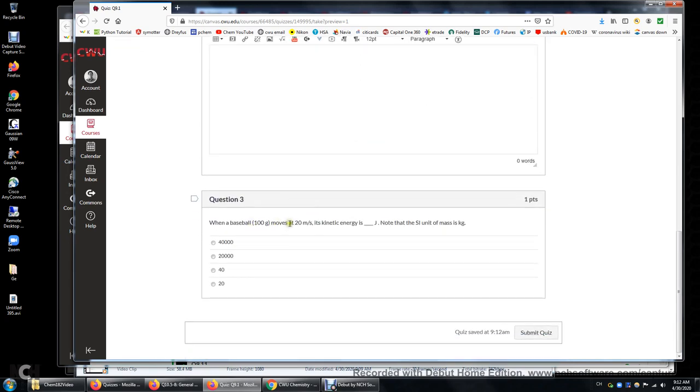When a baseball moves at 20 meters per second, what is its kinetic energy? Convert 100 grams to 0.1 kilogram. Remember, the SI unit of mass is kilogram. So 0.1 times 20 squared, you get 40, and then divide that number by 2, because kinetic energy is half mv squared.